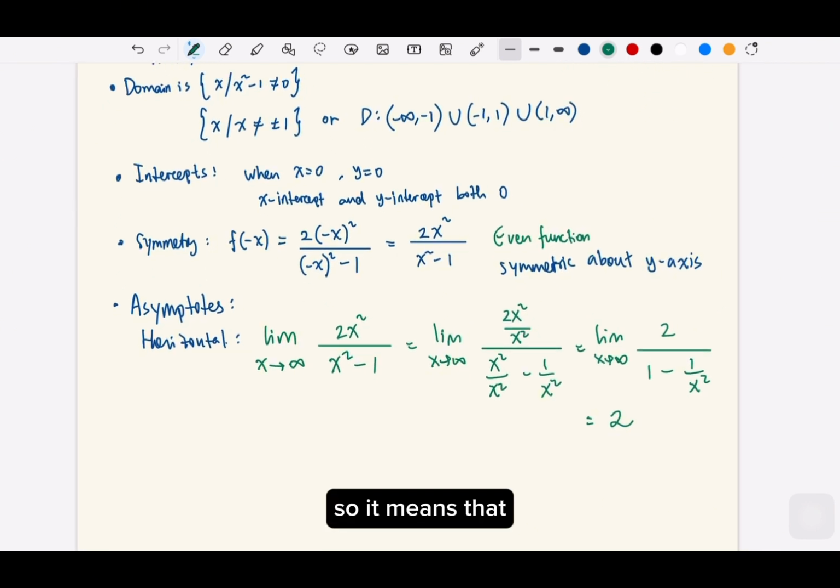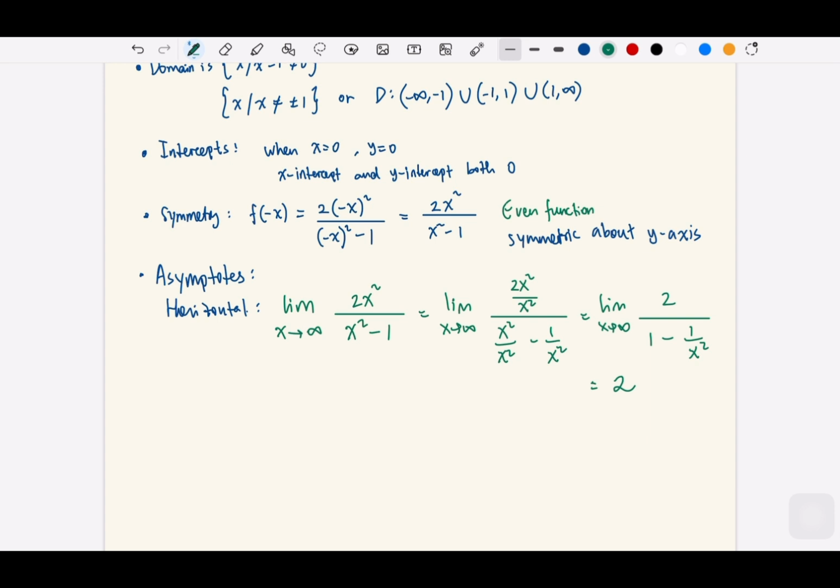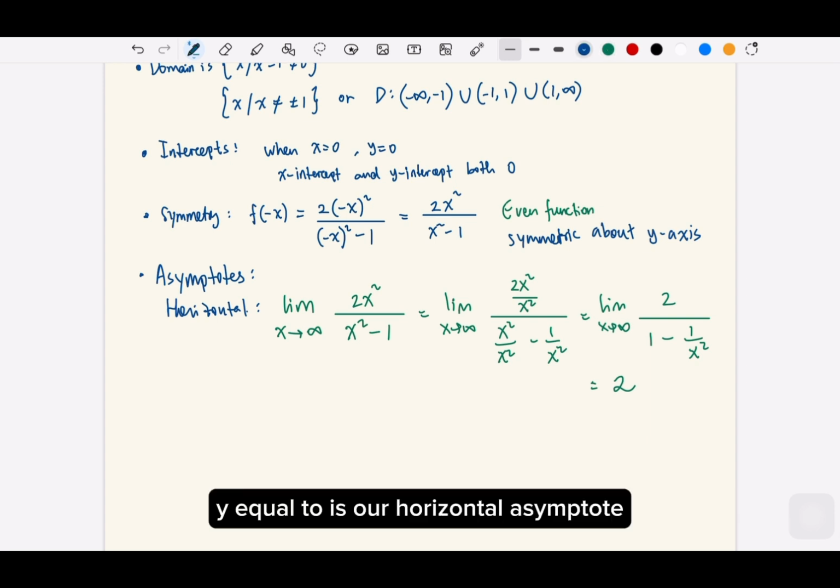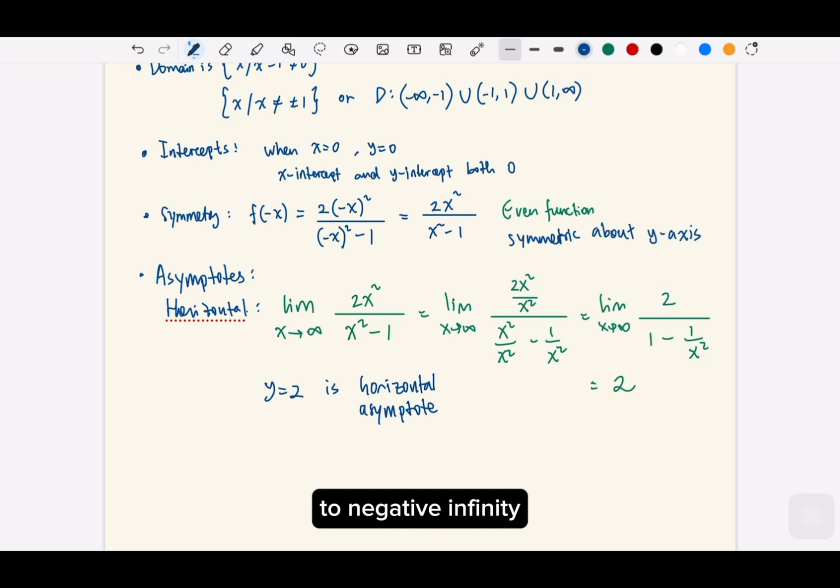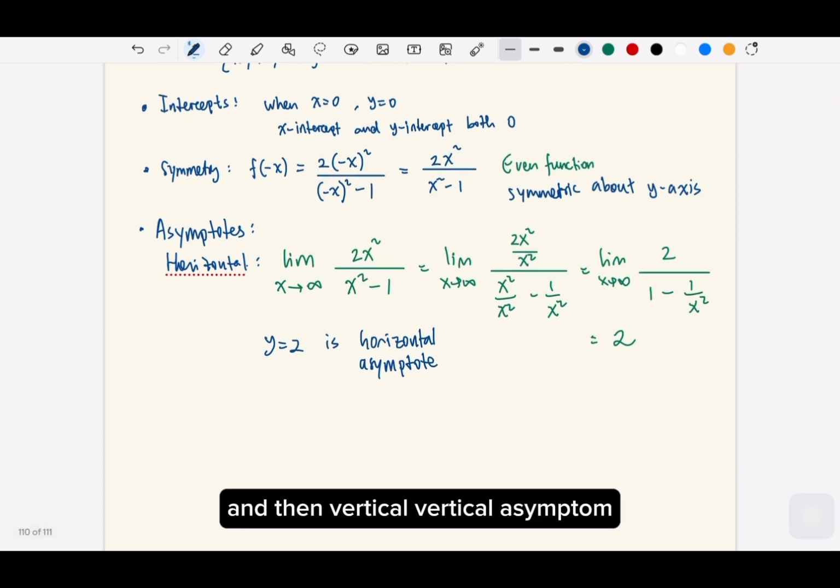So it means that y equal to is our horizontal asymptote. I think the same way if we take to the left, to negative infinity, also the same y equal to, right? And then vertical asymptote.